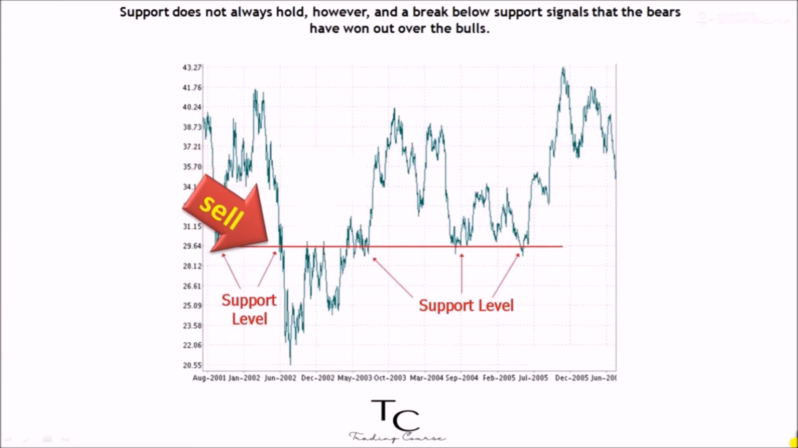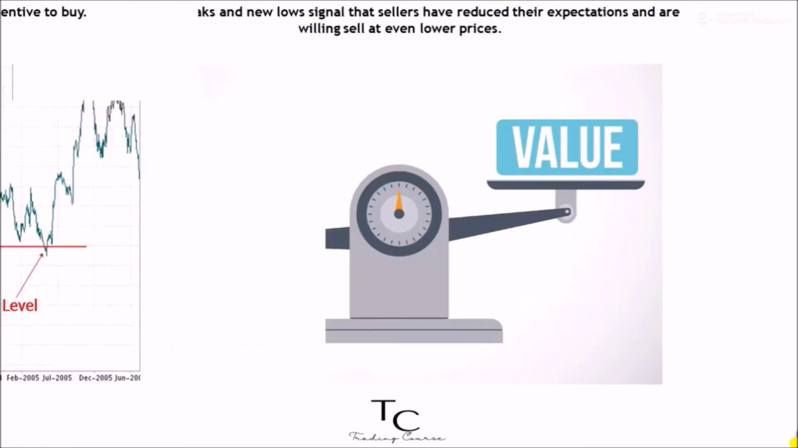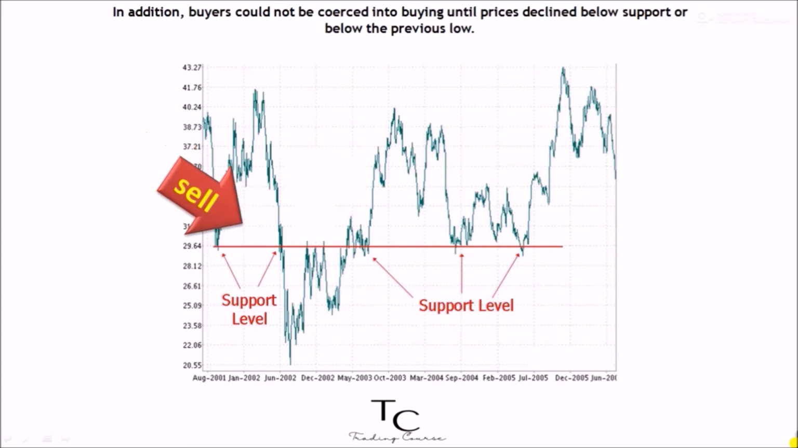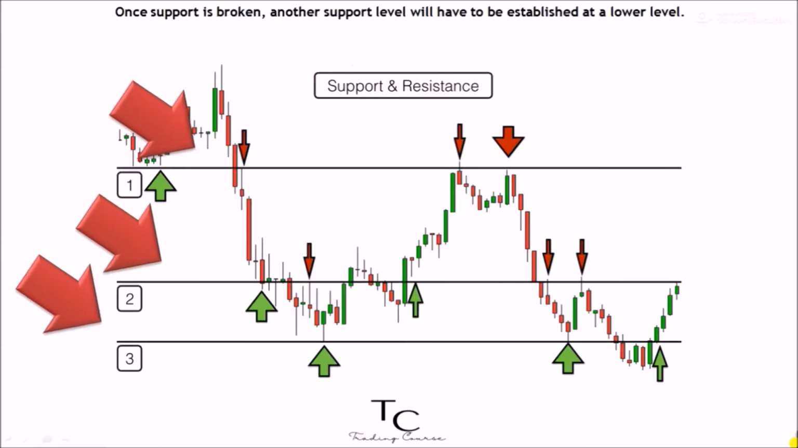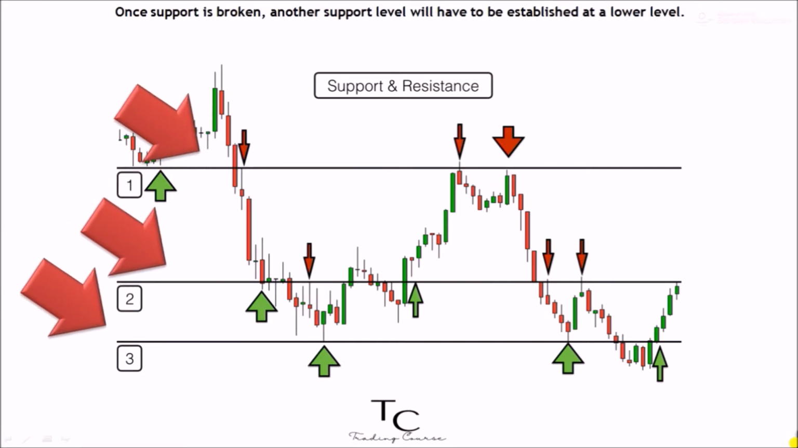Support does not always hold, however, and a break below support signals that the bears have won out over the bulls. A decline below support indicates a new willingness to sell and/or a lack of incentive to buy. Support breaks and new lows signal that sellers have reduced their expectations and are willing to sell at even lower prices. In addition, buyers could not be coerced into buying until prices declined below support or below the previous low. Once support is broken, another support level will have to be established at a lower level.